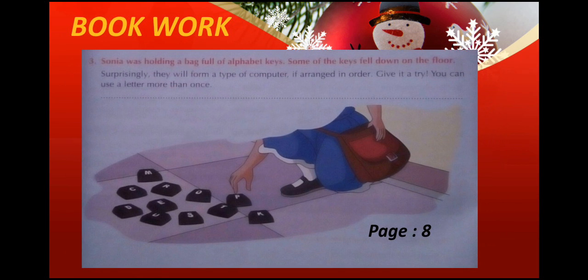Part 3, at the same page number 8. Sonia was holding a bag full of alphabet keys. Some of the keys fell down on the floor. Surprisingly, they will form a type of computer if arranged in order. Give it a try. You can use a letter more than once.